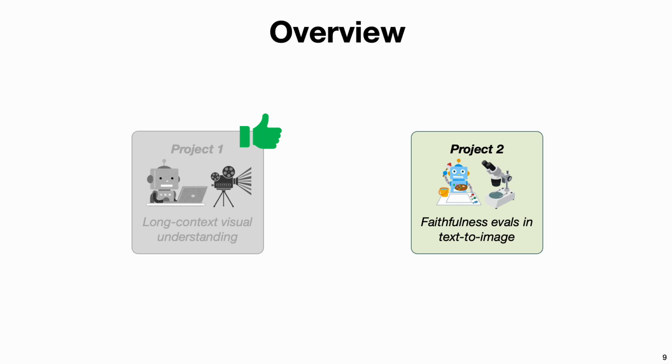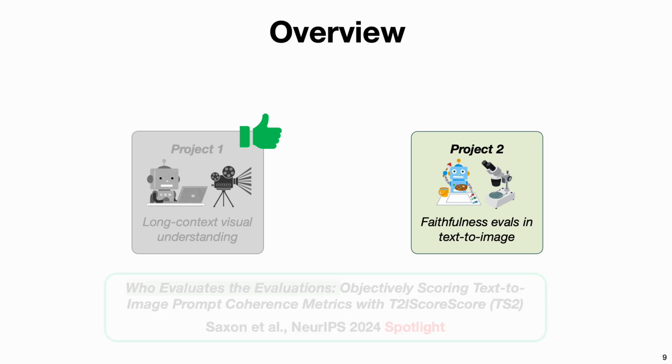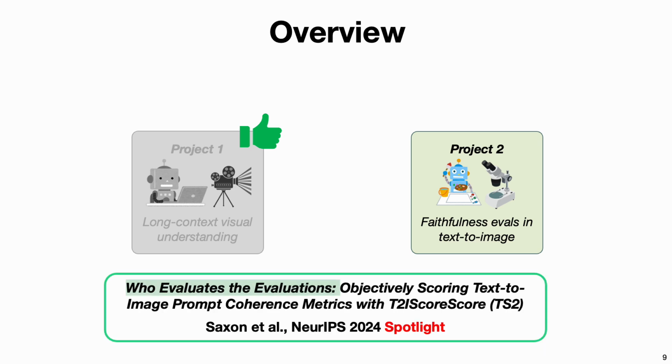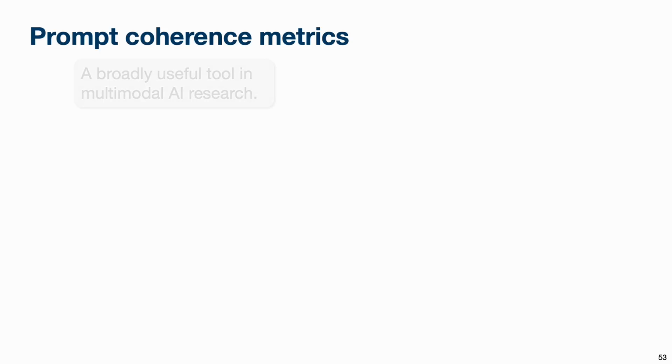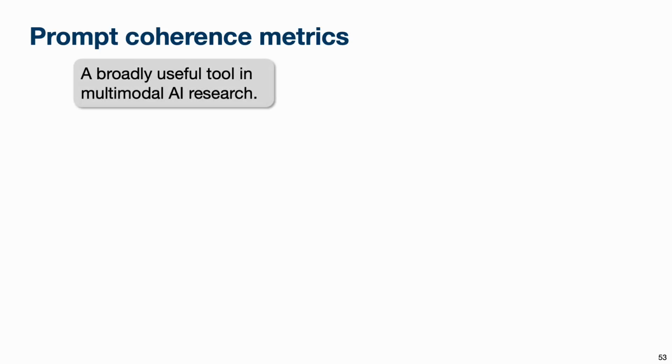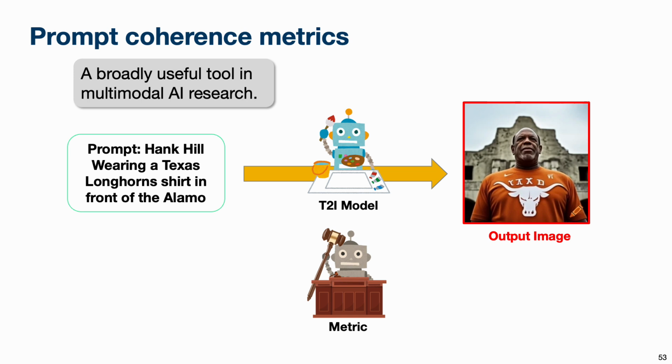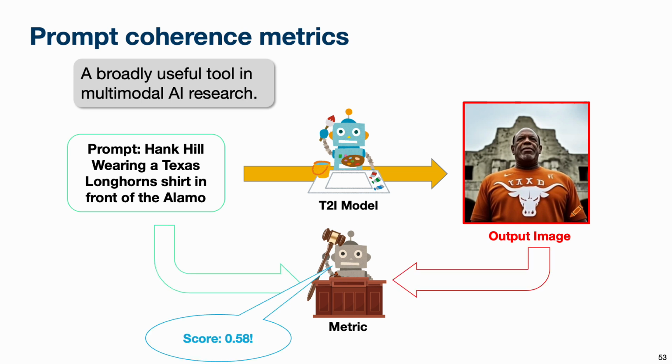Okay, so now I'm going to pivot to discussing the second project, based on our NeurIPS 2024 Spotlight paper, Who Evaluates the Evaluations? Objectively Scoring Text-Image Prompt Coherence Metrics with T2I Score. So what is a prompt coherence metric? Well, they're broadly useful in multimodal AI research because they allow us to produce some sort of automated judge that, when given an input prompt and the generated image for it, can assess how well the semantics of the generated image conform to the requirements that are implicitly present in the prompt.